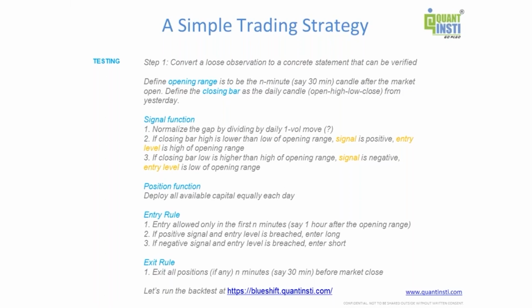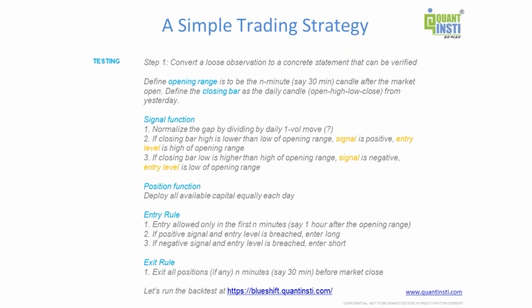That's fine. The second one is how we define the position function. The position function, we'll keep it very simple. What we'll do is that on any day, if you get signals for n number of stocks among 20, then we'll deploy our capital equally for all of them. The entry rule: only the first 1 hour after the opening range will be allowed to enter into a fresh trade.